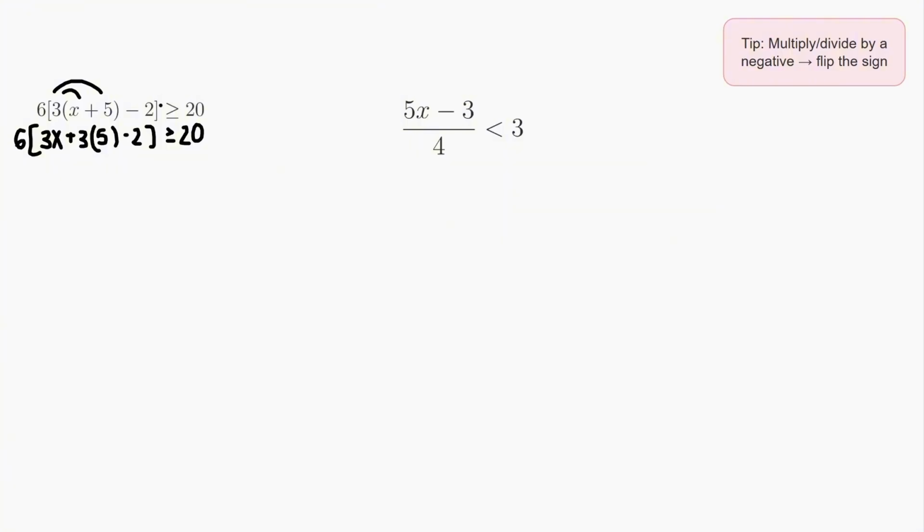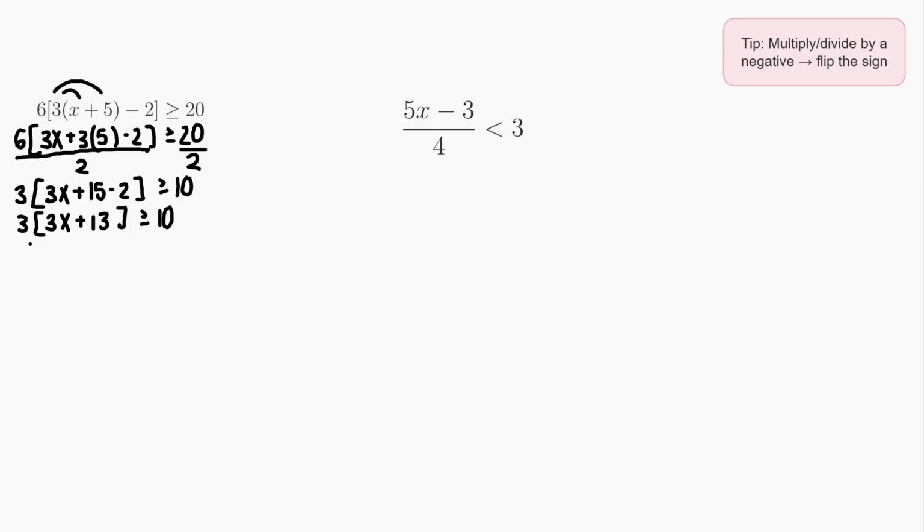And if you've noticed, 6 is divisible by 2 and 20 is divisible by 2. So let's divide everything by 2. We can make the numbers we're multiplying smaller. We're going to get 3 times 3x plus 15 minus 2 is greater than or equal to 20 divided by 2, which is going to be 10. Now let's simplify what's inside the bracket first. 3x plus 13 is greater than or equal to 10.